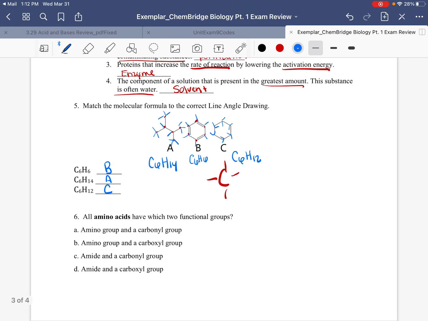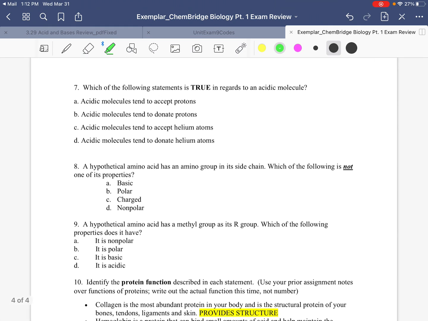All amino acids have which functional groups? So we should know this. This is very common. We do not deal with carbonyl groups, so hopefully that helps, or amides, so that only leaves us with B, the amino acid. Amino acid and carboxyl group, and then it's the R chain.